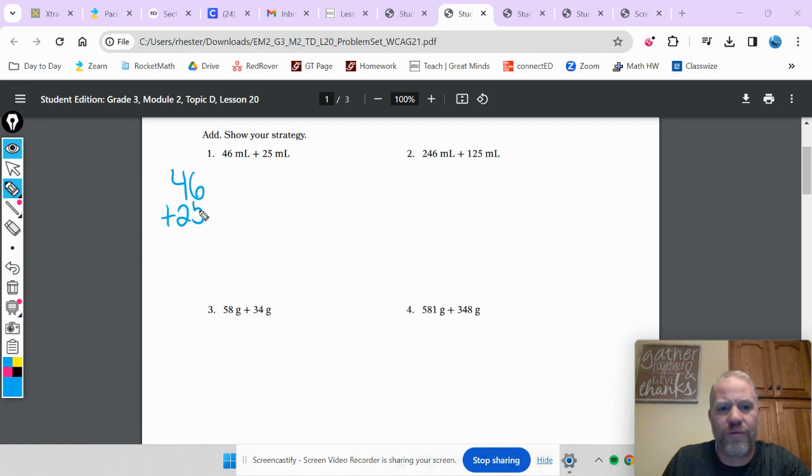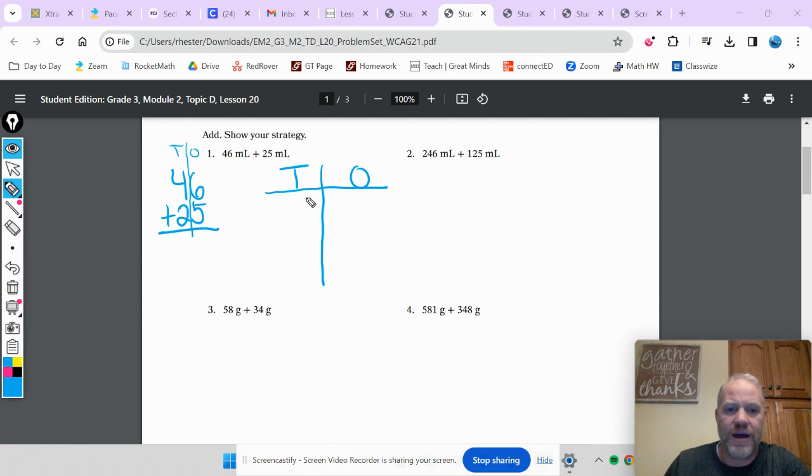So here I have 46 plus 25. We know that we have tens and ones here. So a few students were doing a few different methods, and one of the methods that worked the best was looking at these as place values. So we know that we have tens and we have ones here. So if I know I have tens and ones, I can draw it out. So I have 4 tens, 1, 2, 3, 4, and I have 2 tens. Then I have 6 ones, 1, 2, 3, 4, 5, 6, and then I have 5 ones.